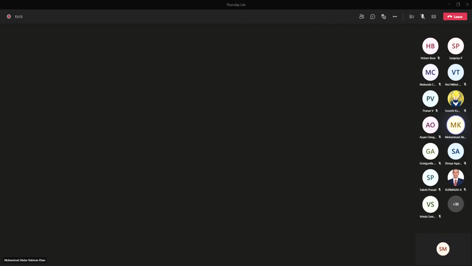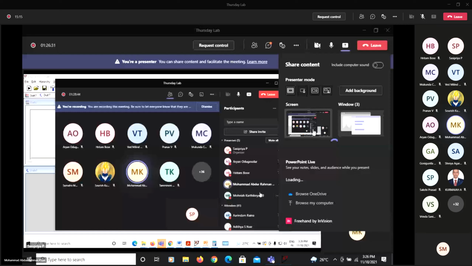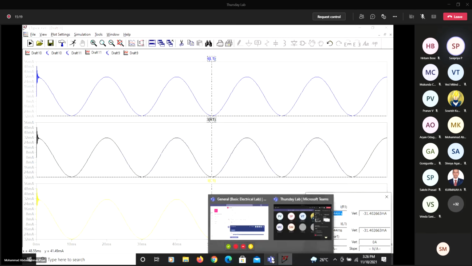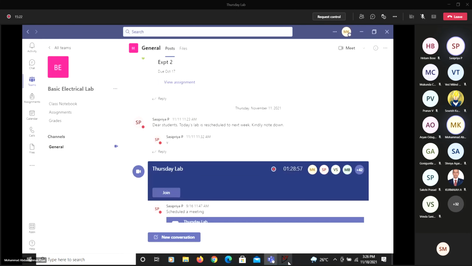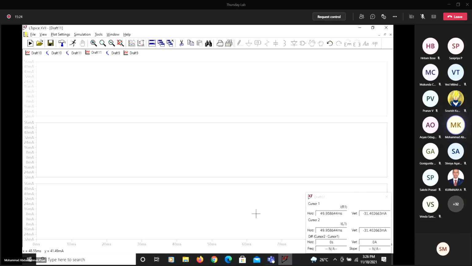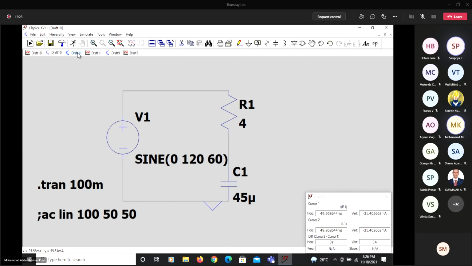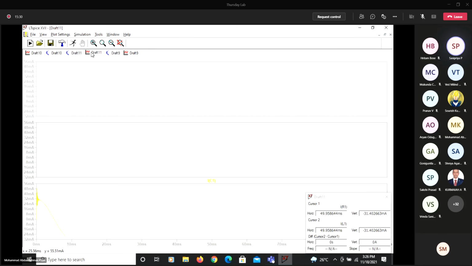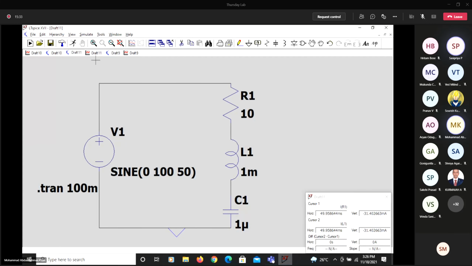Able to see, miss? Yes, I could see, but your LTspice screen is not visible. Yeah, now it's visible. Now it's fine. Go to your schematic. This is series RC. Yeah, fine. Show me the schematic once.